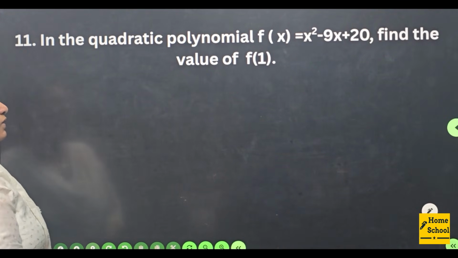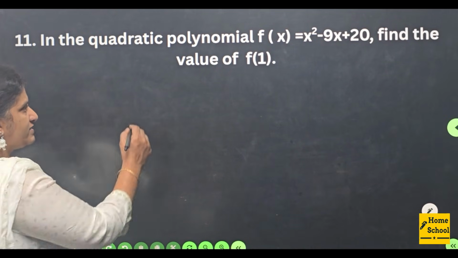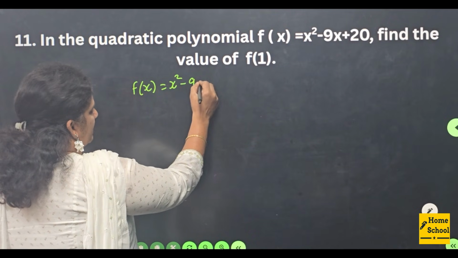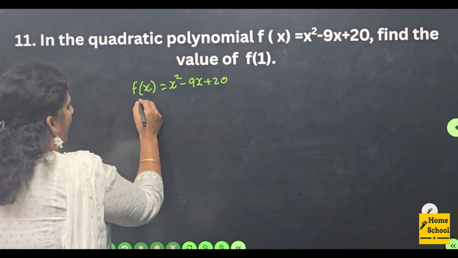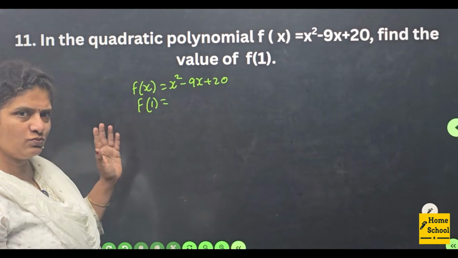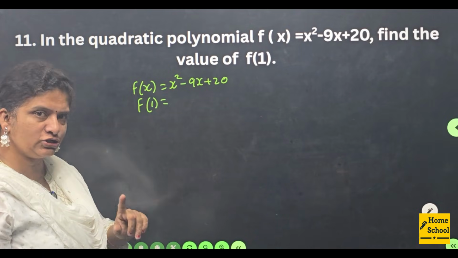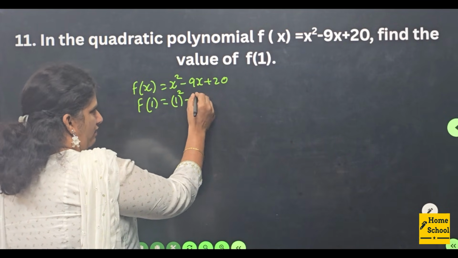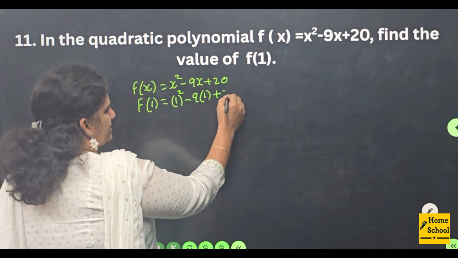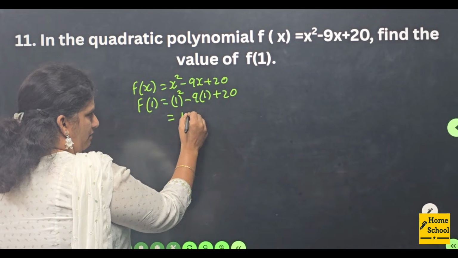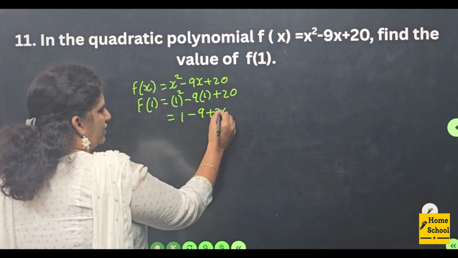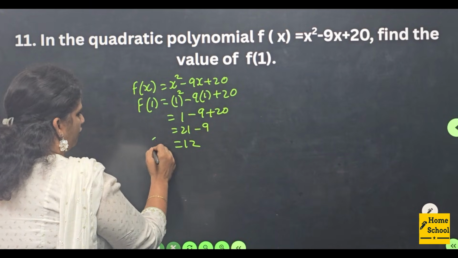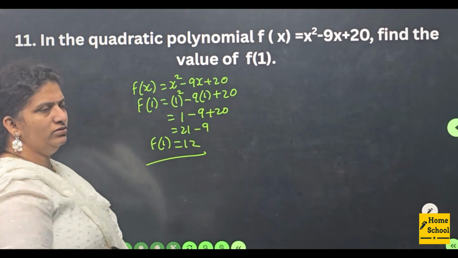Now 11th one, in the quadratic polynomial, f of x is equal to x square minus 9x plus 20. Find the value of f of 1. It's very simple. In place of x, substitute 1. Wherever you have x, substitute 1. 1 whole square minus 9 into 1 plus 20. 1 ones are 1 minus 9 plus 20. 20 plus 1 is 21. 21 minus 9, it will be 12. Therefore, f of 1 is equal to 12.